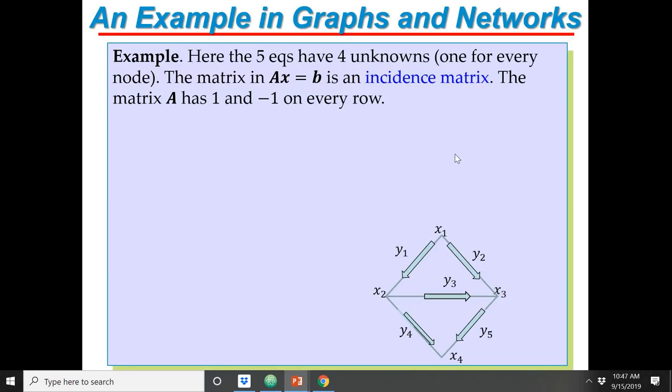So let's consider that we have a circuit that has 4 nodes, and we call the potential at these nodes x1, x2, x3, and x4, just in some arbitrary fashion. And then, as you see here, I'm indicating also the currents that these potentials induce in the edges of these graphs. So this is current y1, y2, y3, y4, and y5.